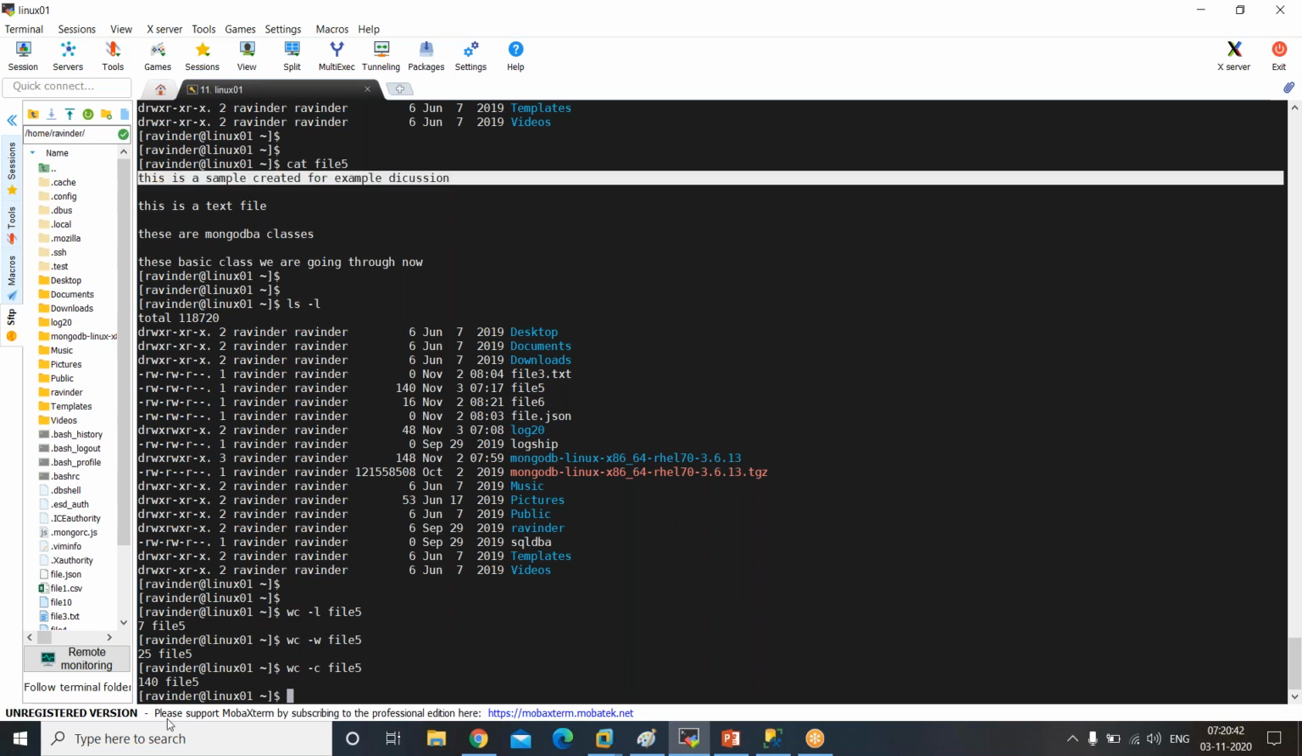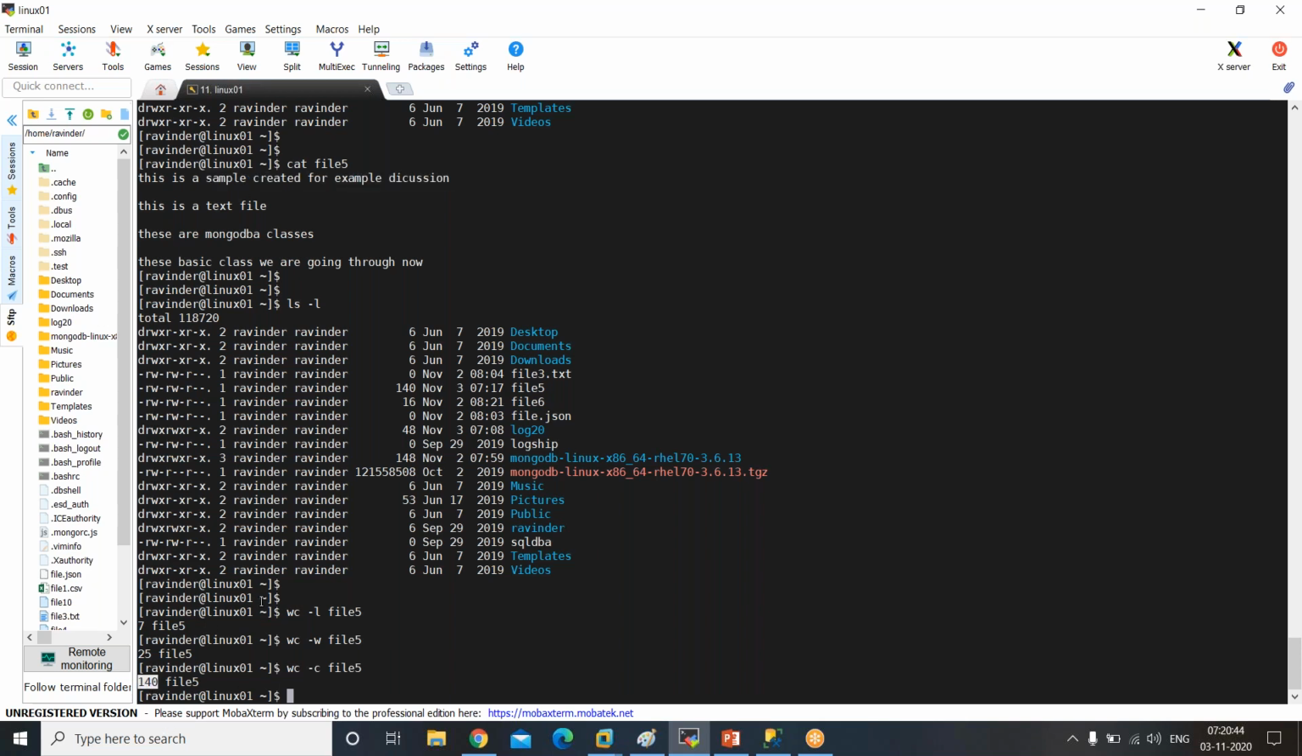So total 140 characters we have in this file. So that way WC will be used. But the way to use this, I'm going to call this one. This one I'll use many a times, especially for many reasons. We'll see this: word count lines. So in a file, how many lines, how many rows of data do we have?